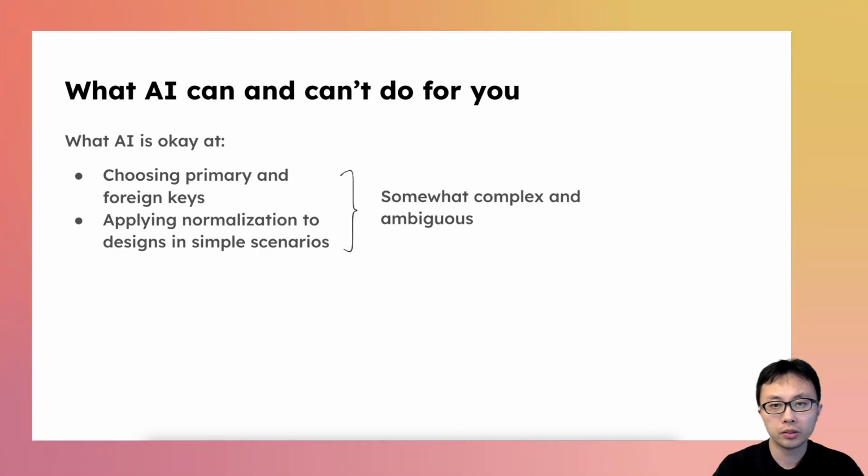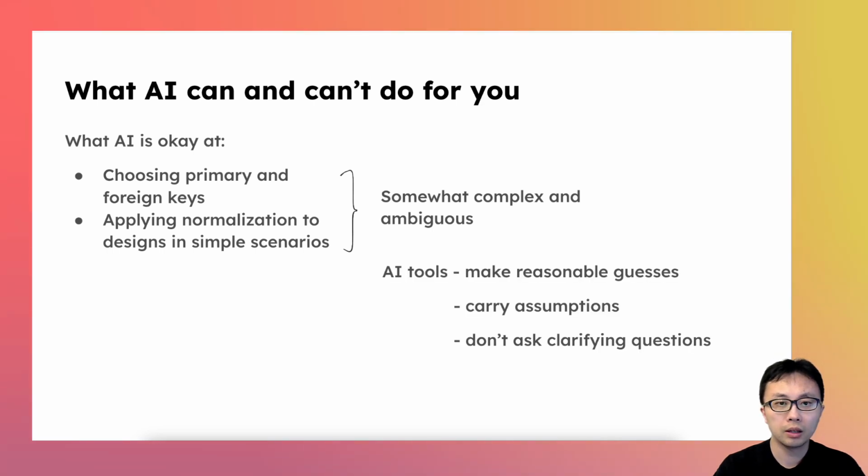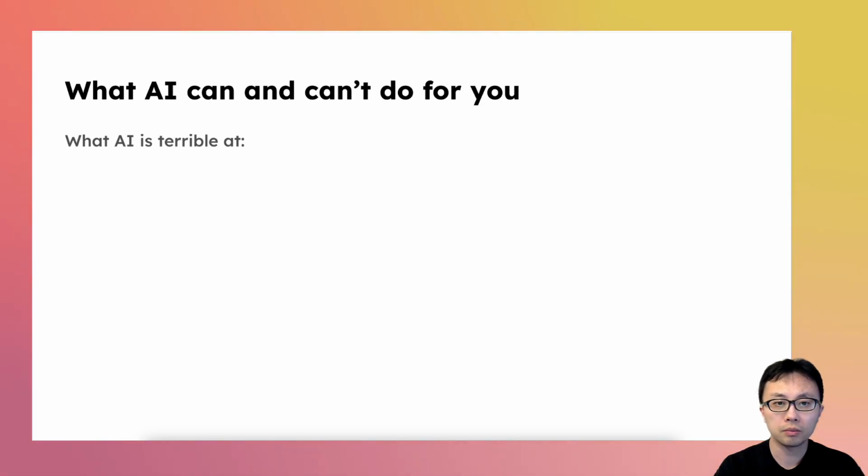When you have some tasks that are somewhat complex and ambiguous, AI can still help but would be less reliable. AI does make reasonable guesses, but it also makes assumptions and won't ask for clarifications. So for anything somewhat complex or ambiguous, you still need to stay in control.